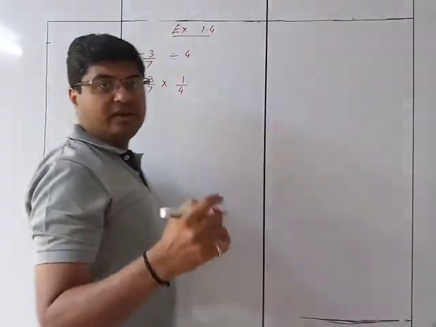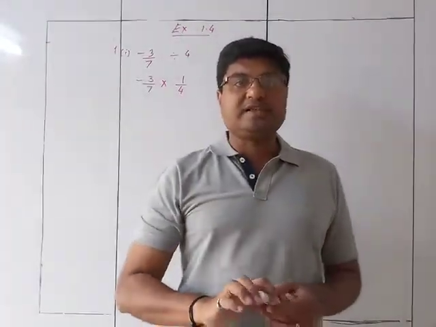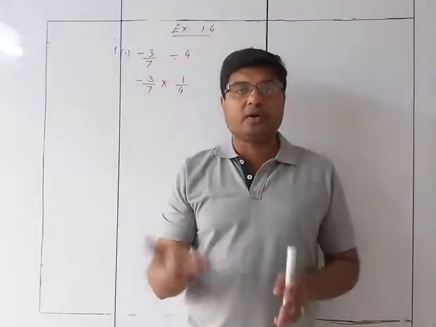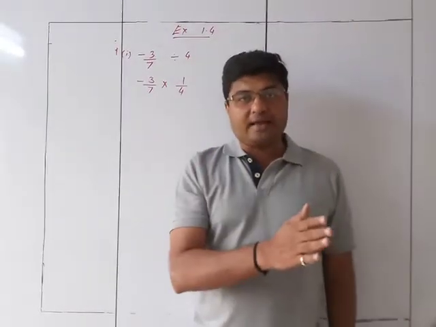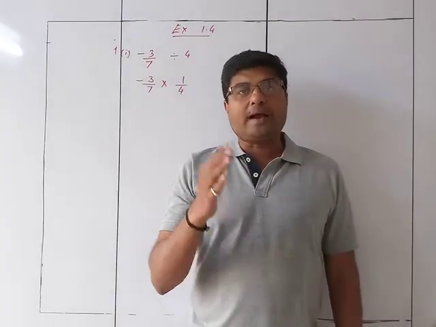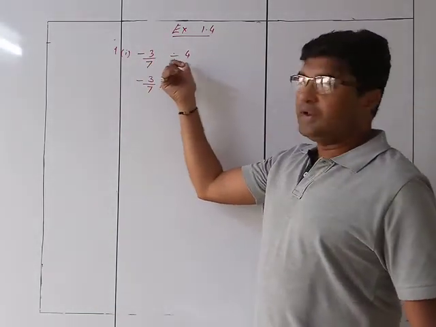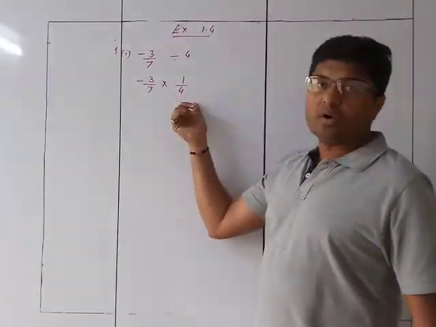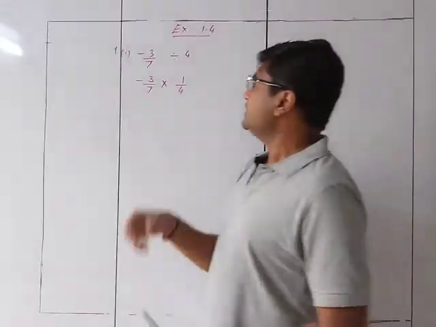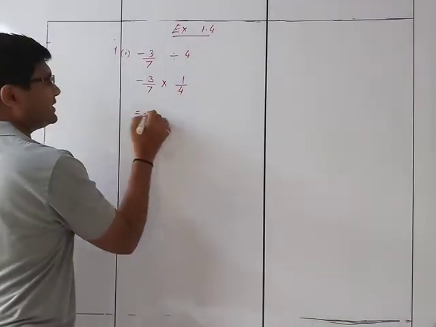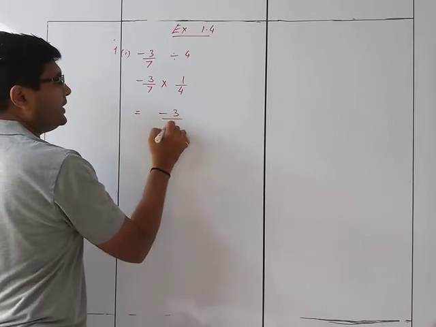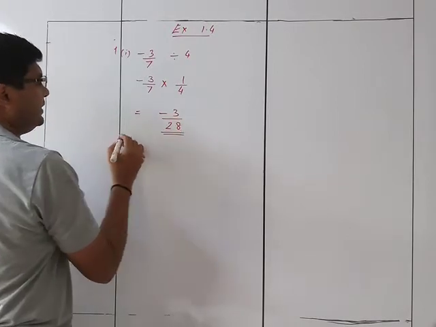See, in the last exercise we learned what was the multiplicative inverse. We just said the multiplicative inverse is nothing but the reciprocal of that number. So when I am dividing, what I am actually doing is taking the multiplicative inverse. So dividing by 4 becomes the multiplicative inverse of 4. So that's why it is minus 3 upon 7 into 1 upon 4, which gives me the answer as minus 3 upon 28.